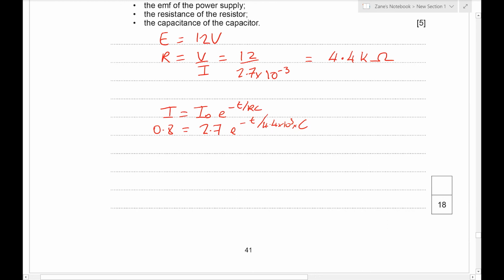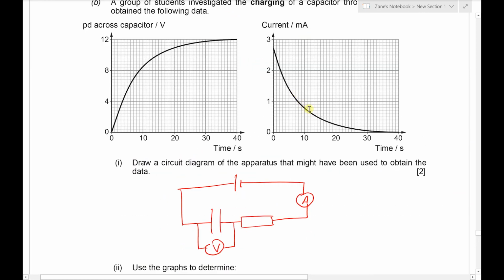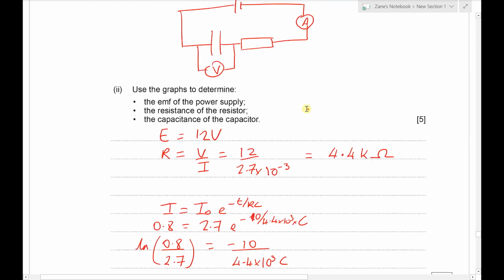So I'm going to show the steps of working. You can do it in one step if you're really confident, but let's do this in bits. So the first thing I'll do is divide both sides by 2.7 and take logs, and that will give me, the time by the way was 10 seconds, minus 10 over 4.4 times 10 to the 3 C. A little bit of rearranging, C will be minus 10 over 4.4 times 10 to the 3 times that log of 0.8 over 2.7. Basically the C and the log function have swapped places. We put those figures into the calculator, we come up with an answer of about 1.8 millifarads. I wouldn't go to any more than two significant figures here personally because of the inaccuracies of reading from that graph, where that's probably just very slightly under 0.8 milliamps.